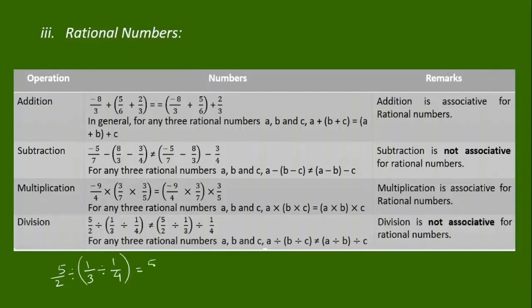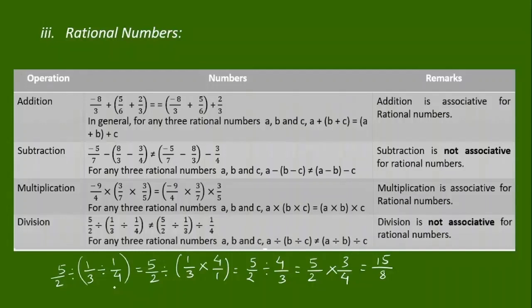So this I can write as 5 by 2 divided by 1 upon 3 into 4 by 1. I can write it like that. So this will become equal to 5 by 2 into 3 by 4. That is equal to 5 3s are 15 and here 2 4s are 8. Okay, so this is my LHS side.